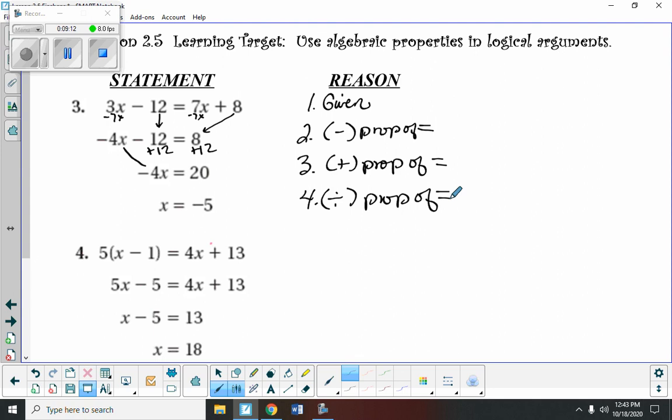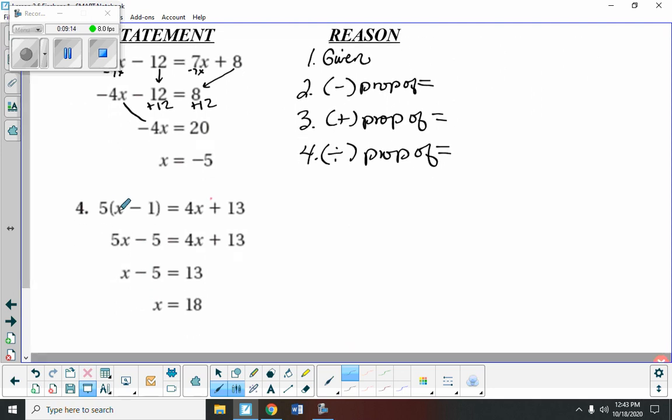Okay, and in this next one, I'll just write the first one is given. The next one, they distributed, so that's the distributive property. And then the 5 stayed the same, the 13 stayed the same. They subtracted the 4 from each side, the 4x, so that's the subtraction property. And then they added 5 to both sides, that's the addition property.